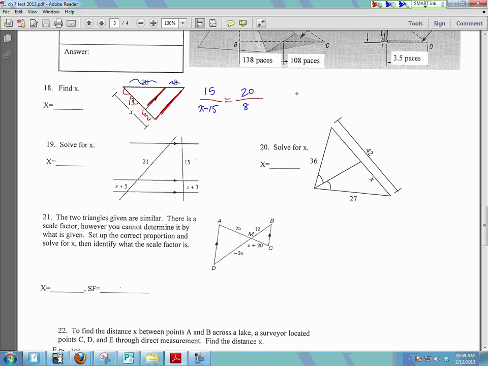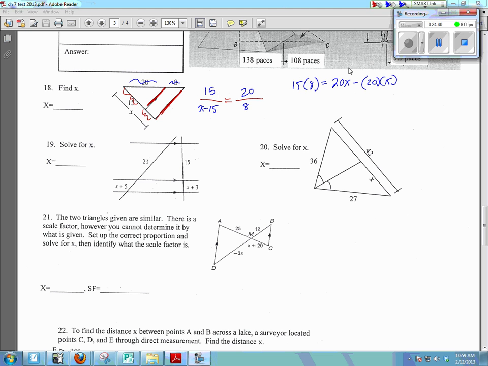Okay, so I cross multiply, and I get 15 times 8 is equal to 20x minus 20 times 15. Go ahead and multiply those out. 15 times 8 is 120. 20 times 15 is 300. Add 300 to both sides, you get 420 is equal to 20x. Divide by 20, and x ends up being 21.